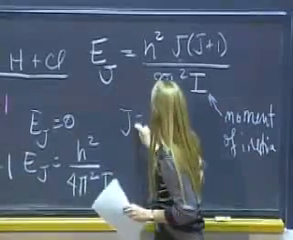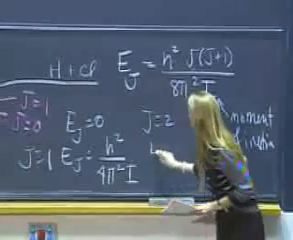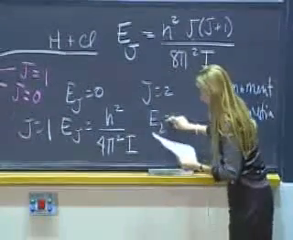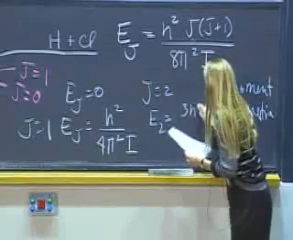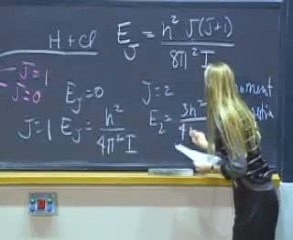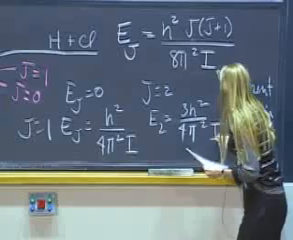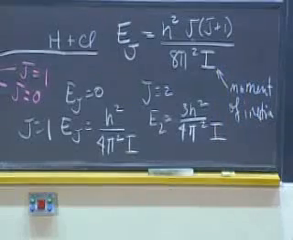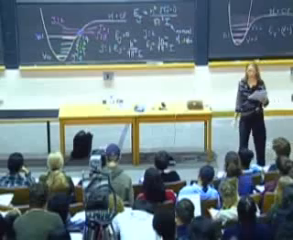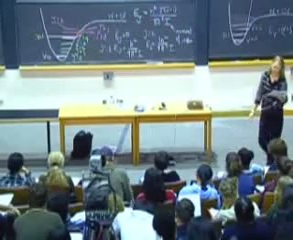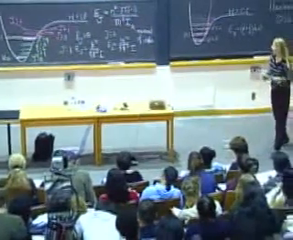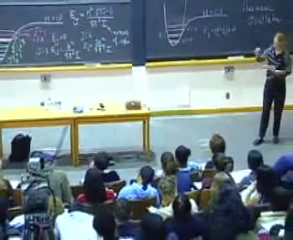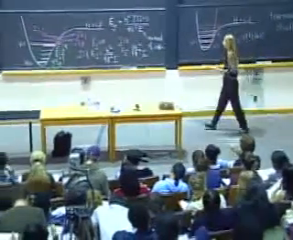For J equal 2, the molecule has 3h squared over 4 pi squared amount of rotational energy. For J equal 3, it has 3h squared over 2 pi squared times the moment of inertia. So the energies go up.